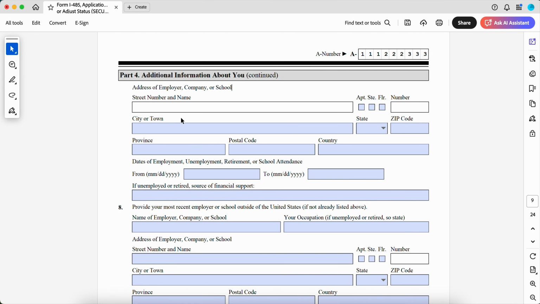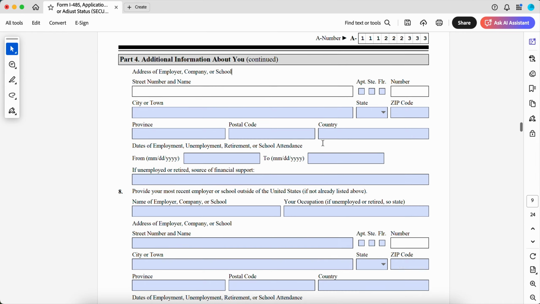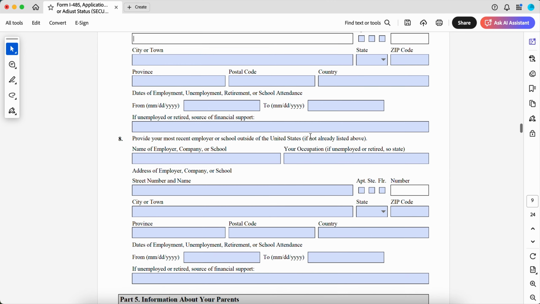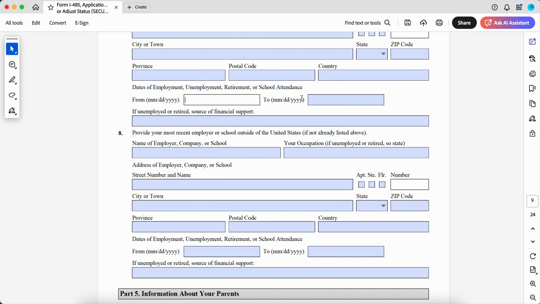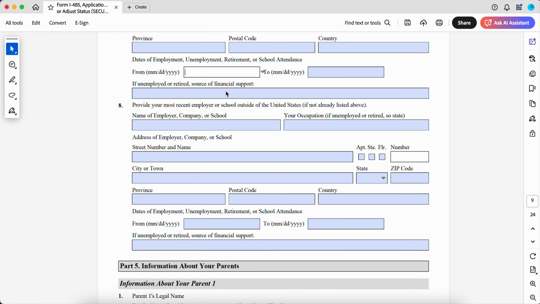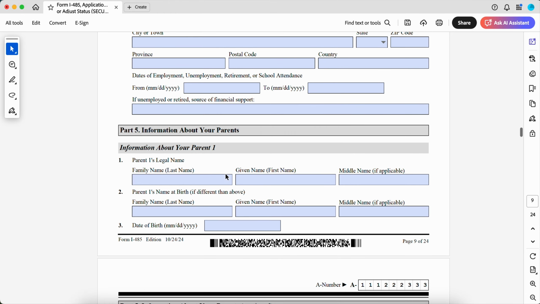And if you were unemployed, you have to provide the source of your financial support. Then your school outside of the United States, if not already listed above. Well, we are all from outside the United States if we are on K1 visas, so we don't need to fill this one out. Okay.